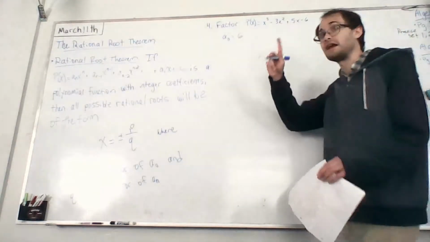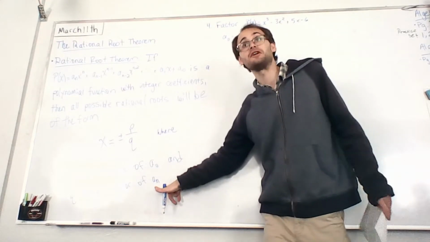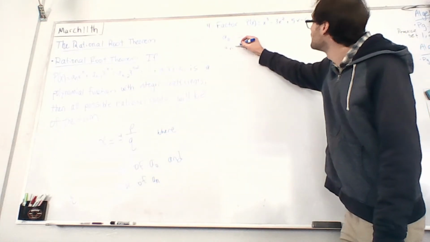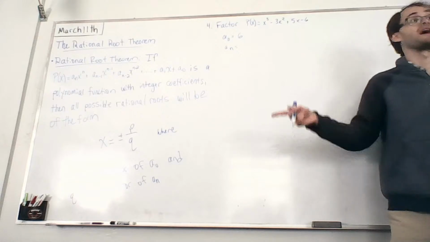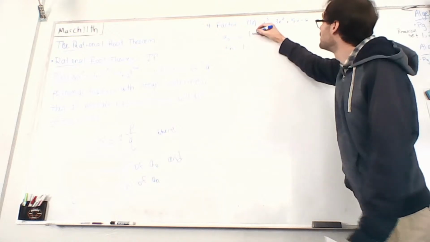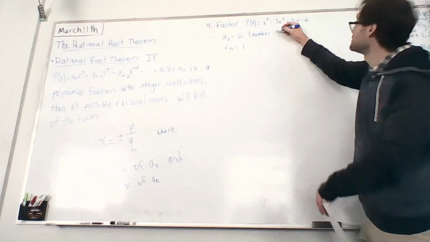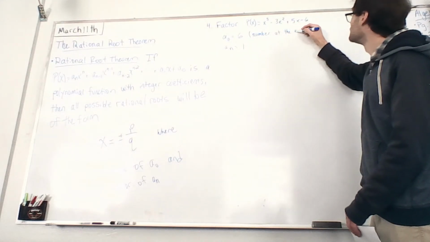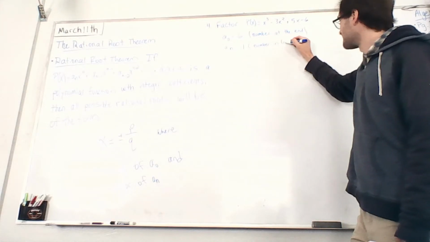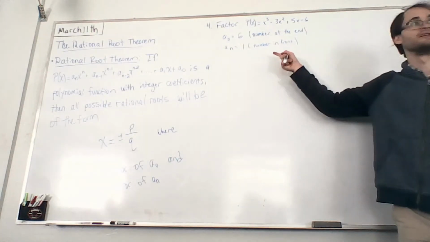Okay. In a similar fashion, Laura, pay attention. In a similar fashion, I need to know what A sub n is, because that is what Q is related to. A sub n is equal to my leading coefficient, the number out front. So 1. So A n is the leading coefficient. We're gonna go circle that. Translated into basic English, this is the number at the end. This is the number in front.